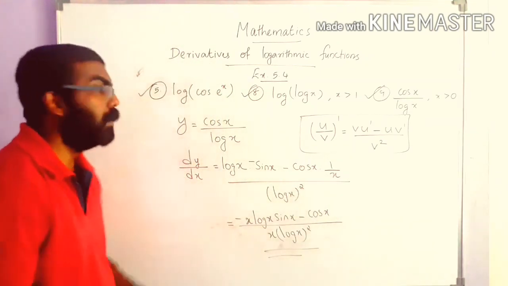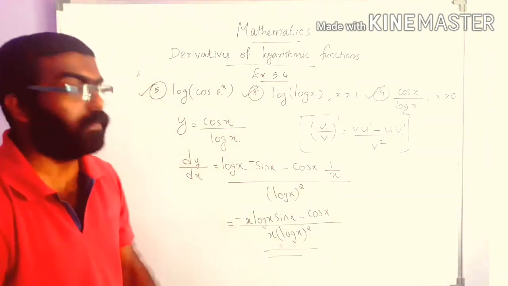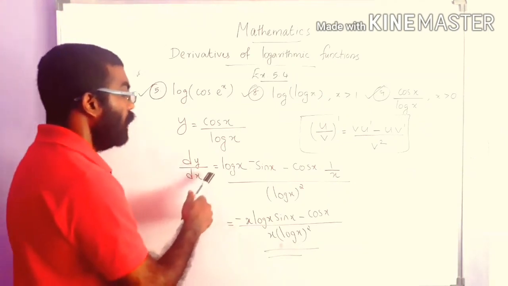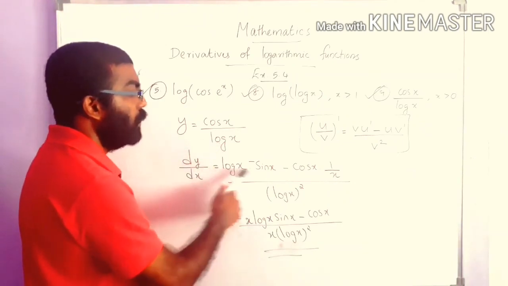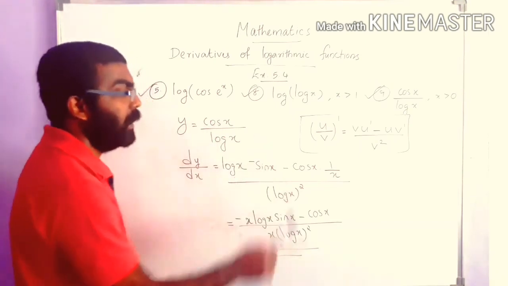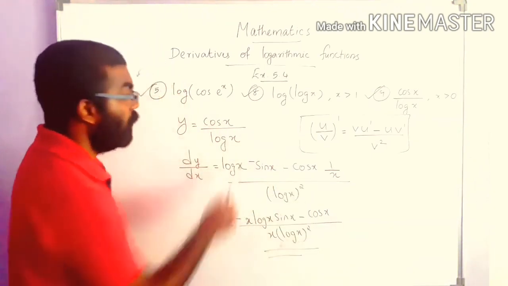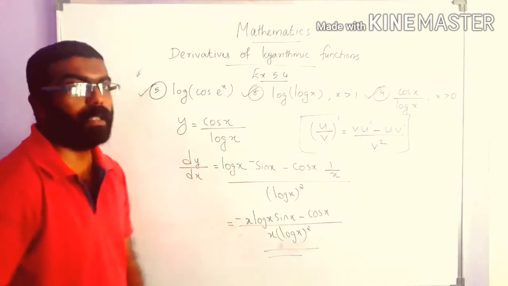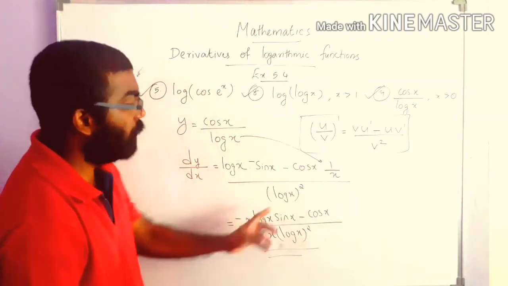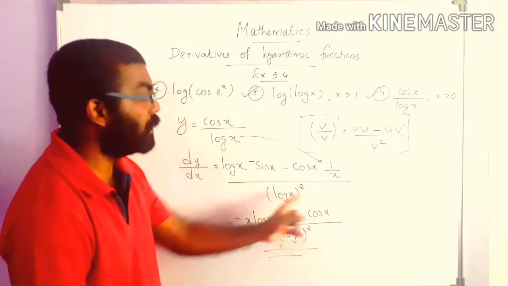Okay. Once again, y is equal to cos x divided by log x. We have to find the derivative of this function. So let us find the derivative, dy by dx. dy by dx is equal to denominator into derivative of numerator, quotient rule. Log x into derivative of cos x is minus sin x, and minus numerator, that is cos x, into derivative of denominator, the term is log x, and derivative of log x is what? 1 by x divided by denominator square. Denominator square is log x the whole square.